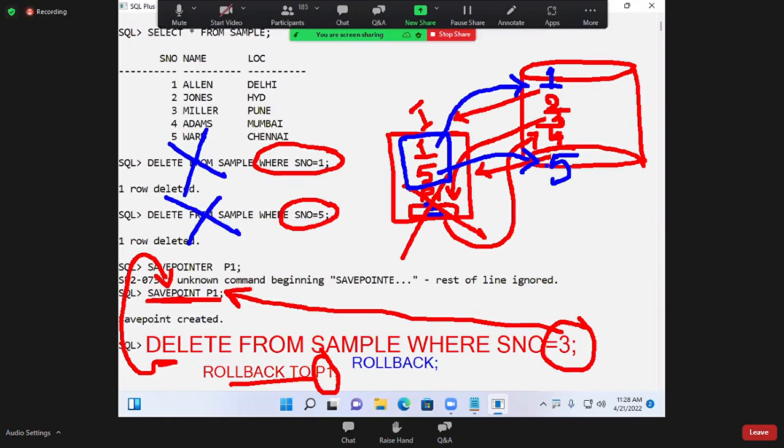Okay. Suppose, sir, I don't want 1 and 5 here. I don't want them means I want to delete them permanently. The remaining 1 and 5, which were under instance memory, I want to remove permanently. So in place of rollback, what do I use? Commit.